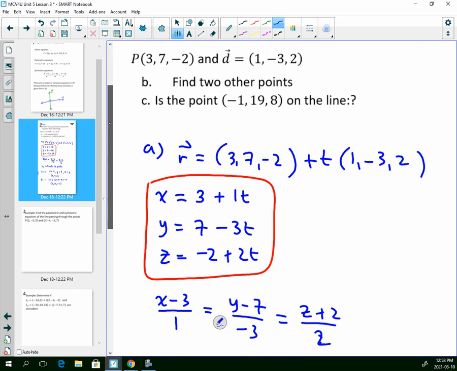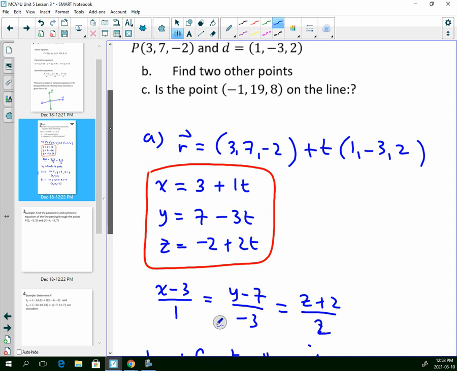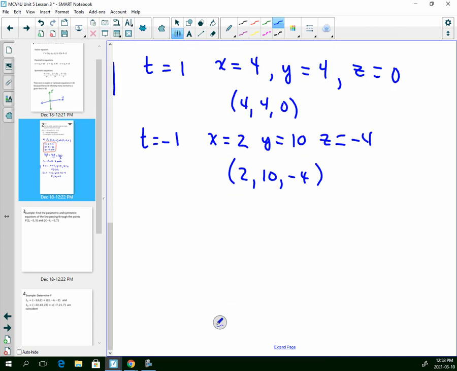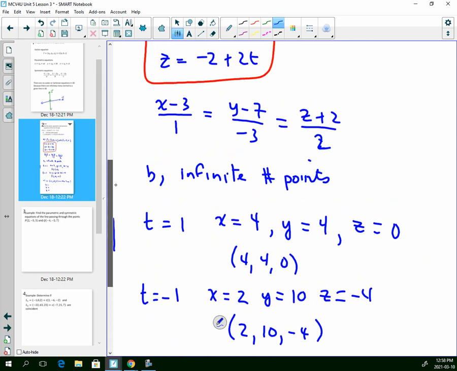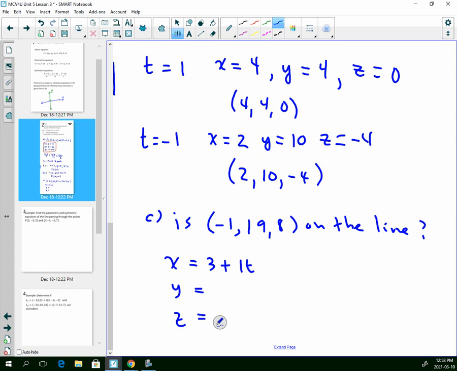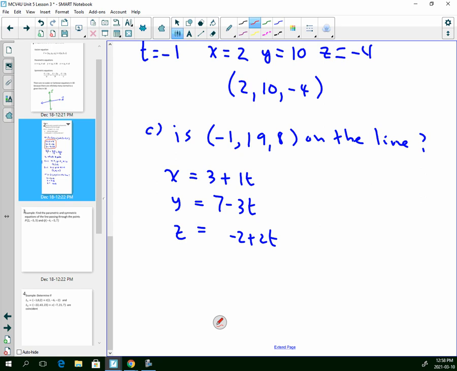And then the sort of reverse question is checking to see whether a point is on the line. So negative 1, 19, 8. And we'll use a similar process. We're going to use our parametric. And we want to check and see if the parameter is the same if we plug in these values for x, y, and z. So we've got 3 plus 1t. We've got 7 minus 3t. And we've got negative 2 plus 2t. So what we're going to do is put in these points for x, y, and z: negative 1, 19, and 8. And then we're going to solve for t, and we want to make sure that the parameters are the same. If they are not all the same, then that point does not lie on the line.